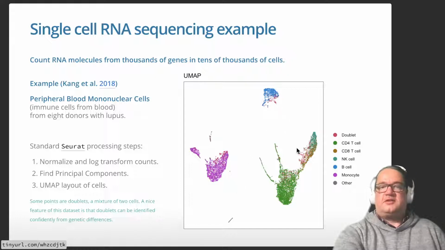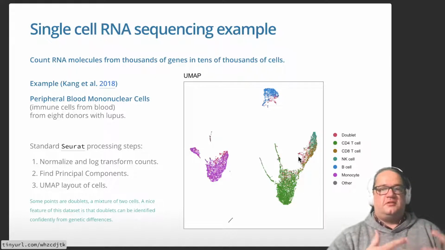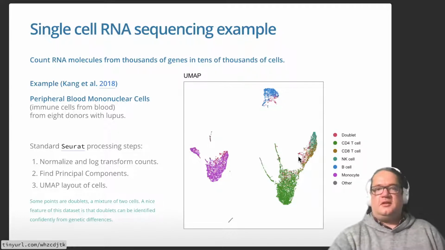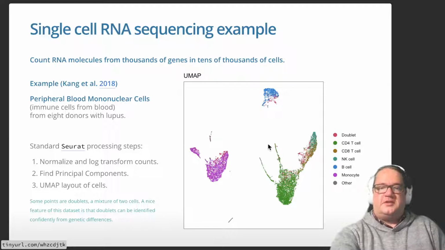One thing here, these red dots are what's called doublets. They're actually mixtures of two different cells that the machine for doing this single cell sequencing has sort of lumped together accidentally. But you can see in the UMAP they're sort of stuck quite closely to particular cell types. I want them to be more spread out because they really are between cell types.